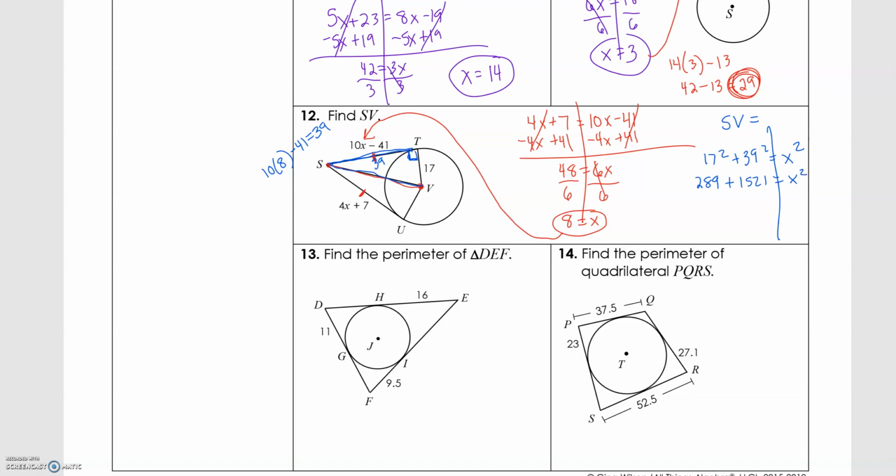Then I'm going to do 289 plus 1,521, and I get 1,810. And then if I square root 1,810, I get about 42.5, approximately.